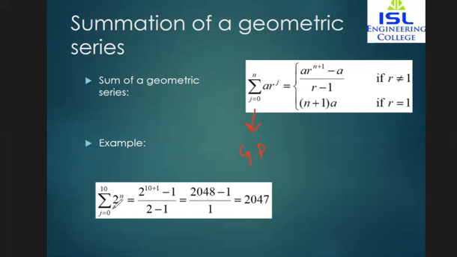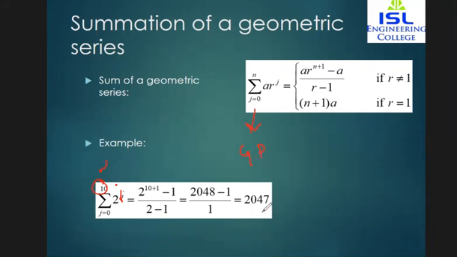For example, if we have taken the series as 2 power j, okay, and j is equal to 0 to 10. So this is basically 2 power j. Then we will have to substitute the value of n plus 1. So n plus 1, n value is this. So 2 power 10 plus 1 minus 1 by 2 minus 1.